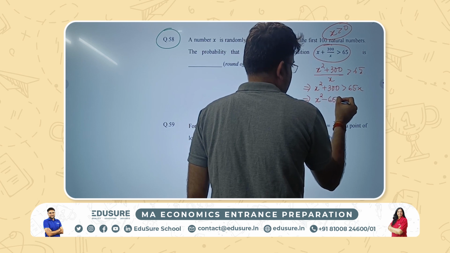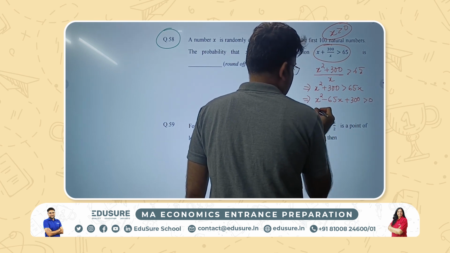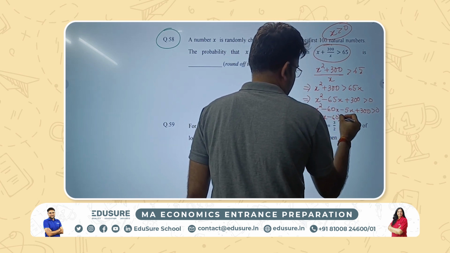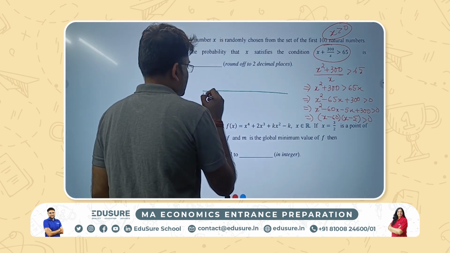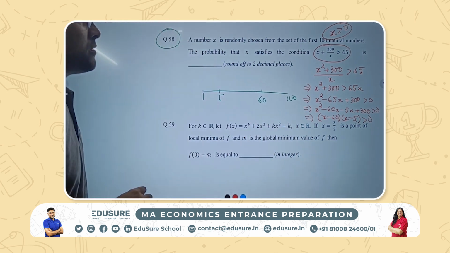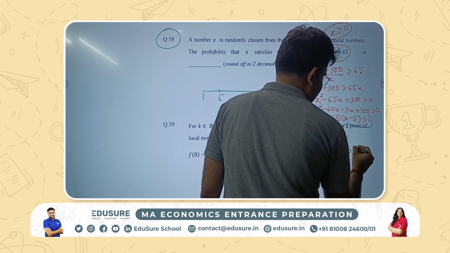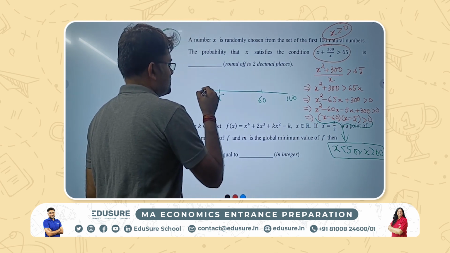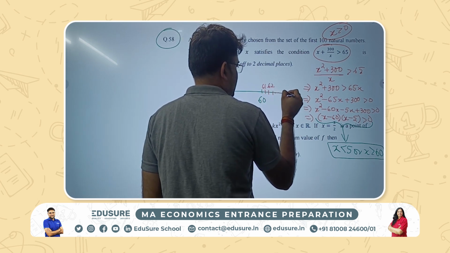So I'll get, this is 65 obviously, middle term factorization, x minus 60 into x minus 5 greater than 0. So basically from 1 to 100, one root is 5, the other is 60. So when is this inequality greater than 0? This will be greater than 0 when x is less than 5 or when x is greater than 60. Okay, so the answer is 1, 2, 3, 4 and 61, 62 up to 100.